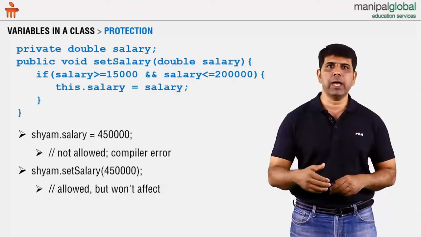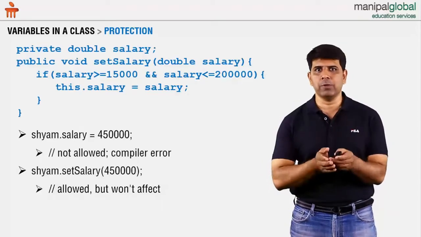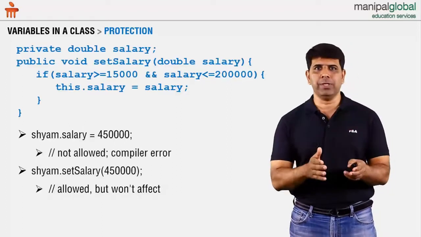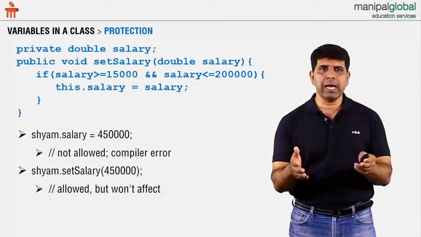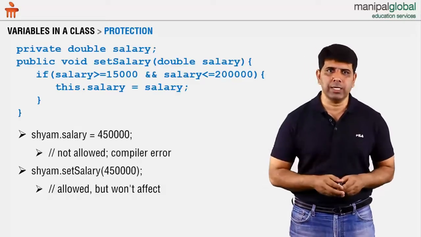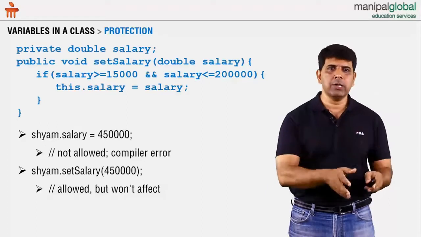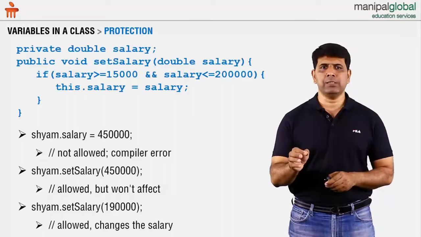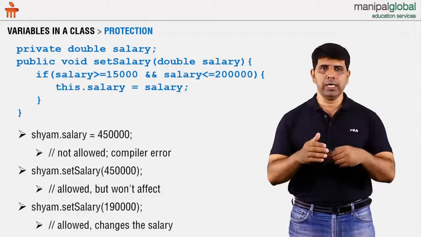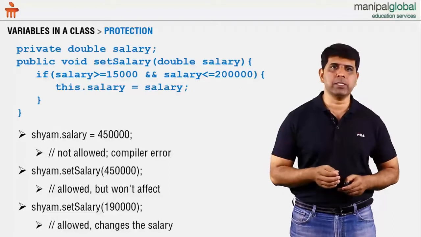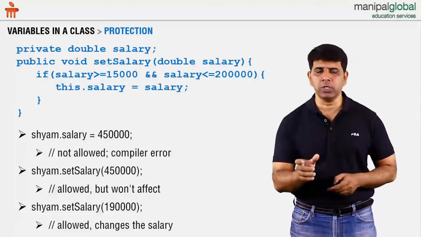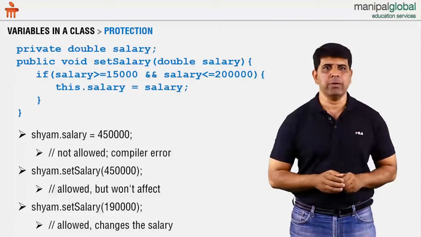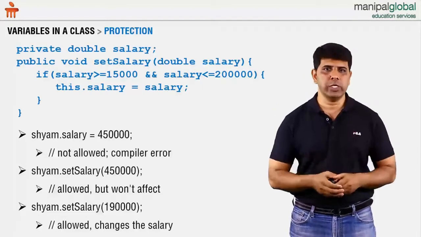Now, when this is supplied, if you look at the function, the parameter 4,50,000 is received by that, then it is being compared with the range of 15,000 to 2 lakh. Now, it doesn't match, so the actual value is never assigned to this.salary. So, it is allowed, but it won't affect anything. Now, if you say Shyam.setSalary of 1,90,000, it is supplied as a parameter. The parameter is checked for a range and the range is okay. Now, this parameter value is assigned to the member variable. So, this is allowed as well as changes the salary.